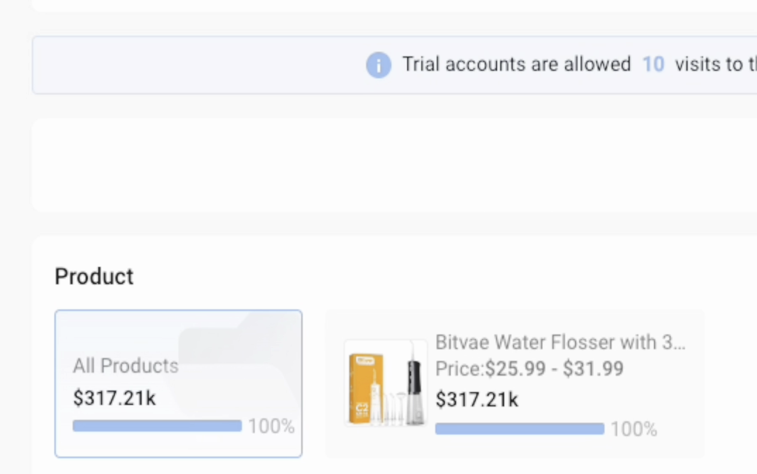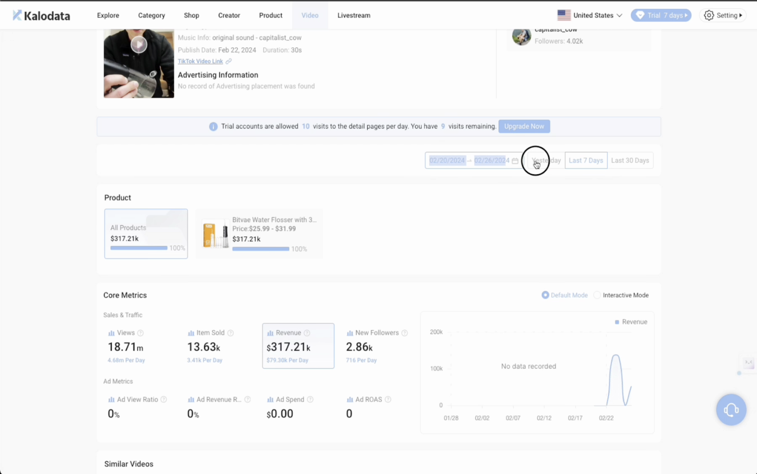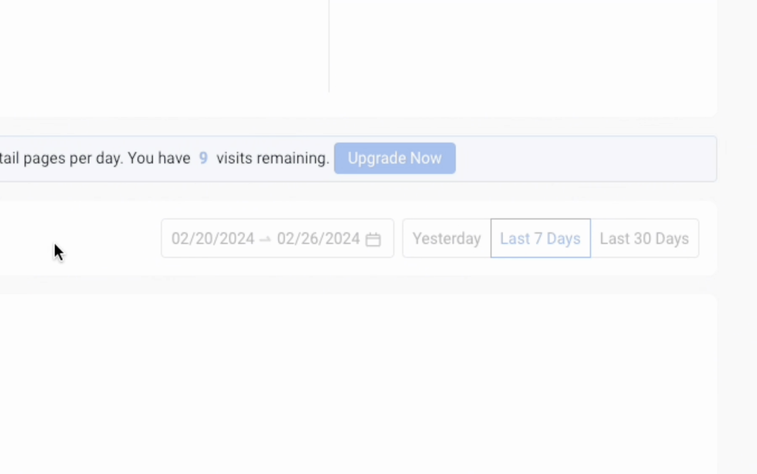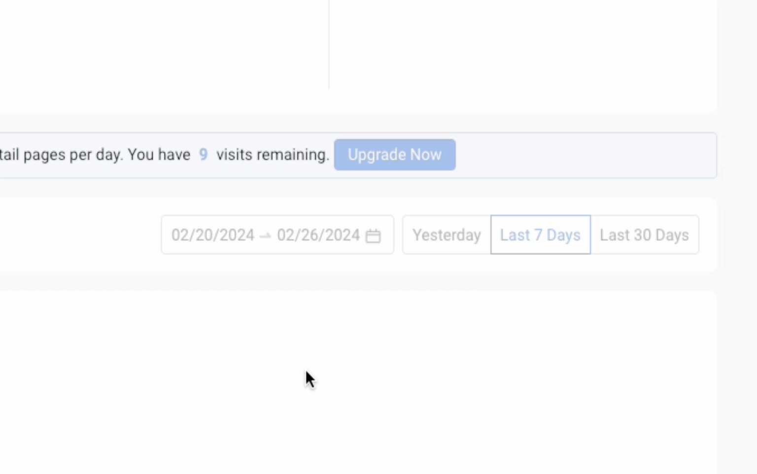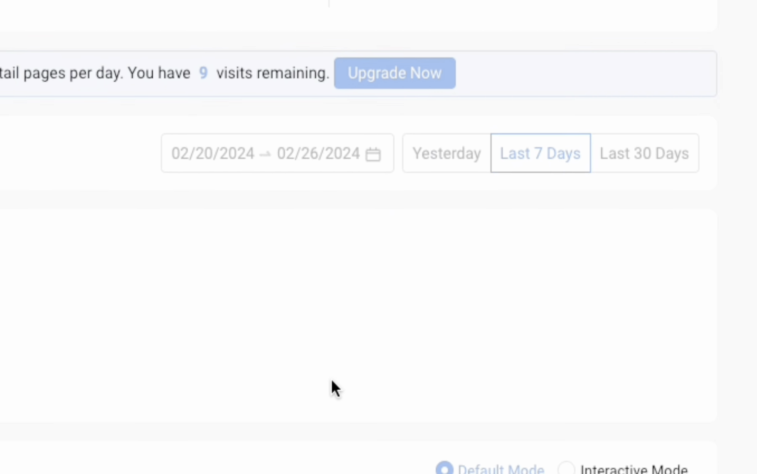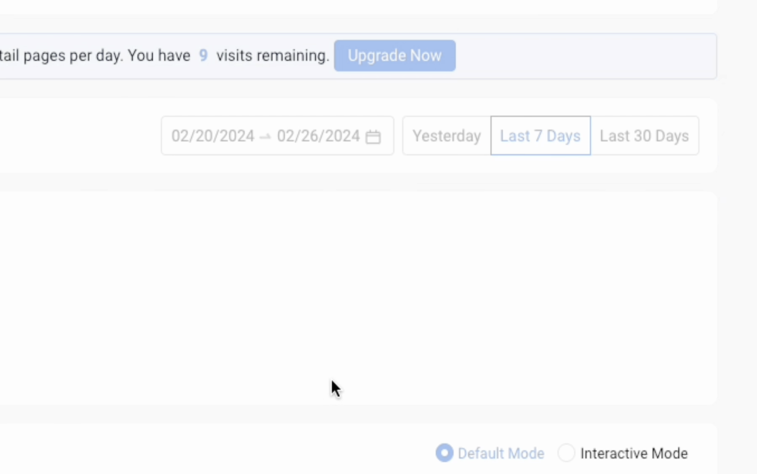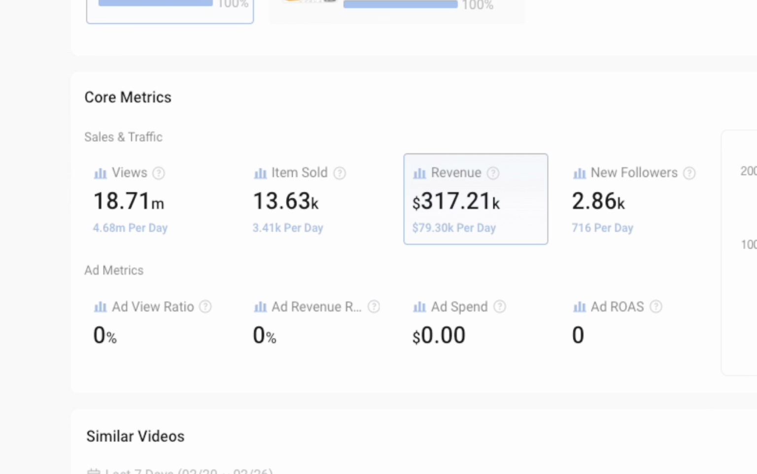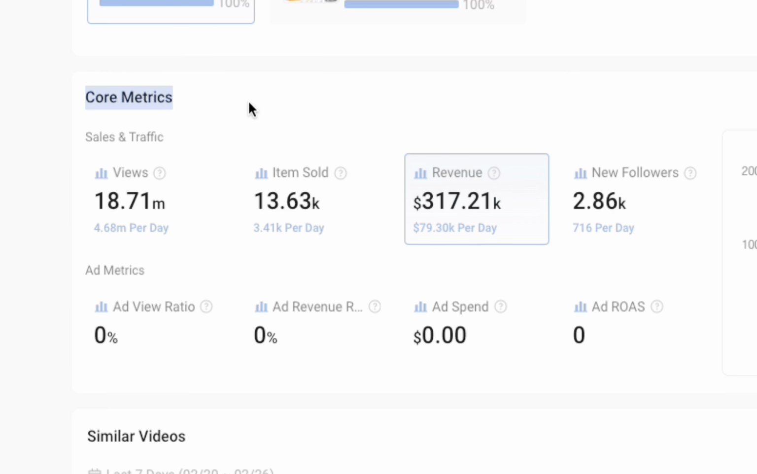317,021k. And if we go over towards the left again in the middle there, you can see the filters that you can use in terms of how long or what time this covers, the details that you can see here. We can see this was performance over the last 7 days, but we're just going to keep it on 7 days for now. And if we go even further down, this is where things get a bit mad. So you've got the core metrics here.